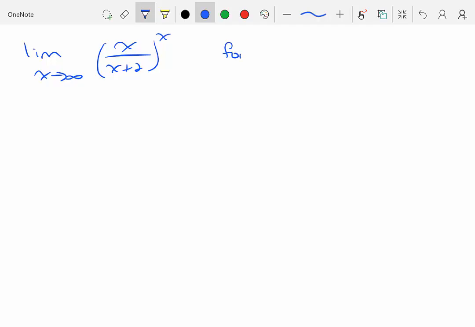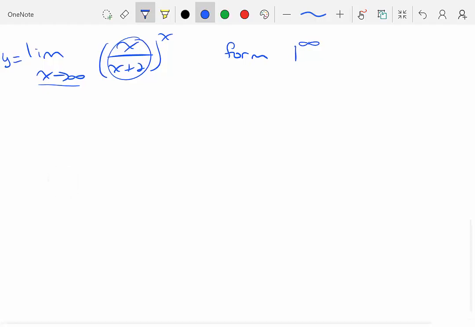So if I check the form, as x is approaching infinity, I have x divided by x plus 2. That's going to end up approaching 1, and x is approaching infinity, so I have the form of 1 raised to the infinity. That's the same form as the last problem. So I will set the limit equal to y, and then I'll take the natural log of both sides. So natural log of y is going to be the limit as x approaches infinity of the natural log of (x divided by x plus 2) raised to the x power.